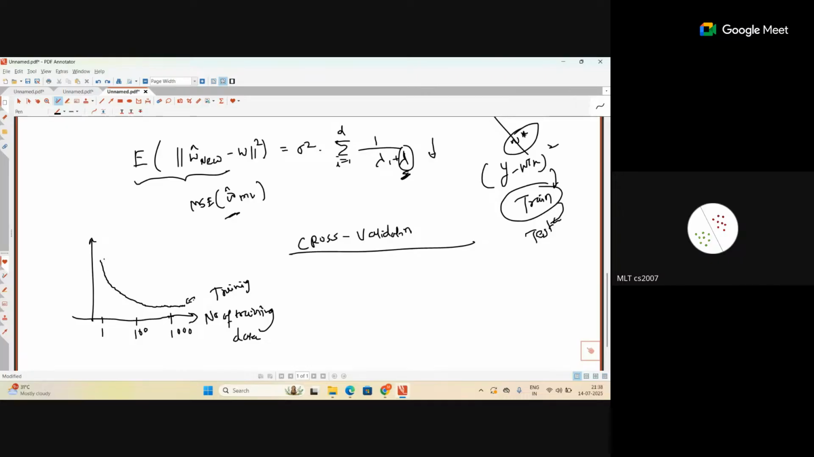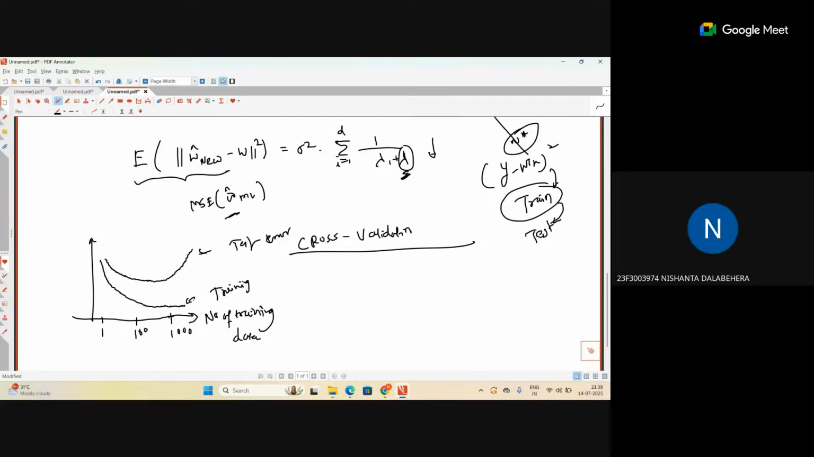Like this. So training error decreases, but the test error initially might be larger, then it will become lower, and again it will become higher. This is actually the test error, because when the number of training examples and test examples are both less, you might not get good results. Let's say you have only 5 data points for training and 5 for testing, then definitely both errors will be higher.